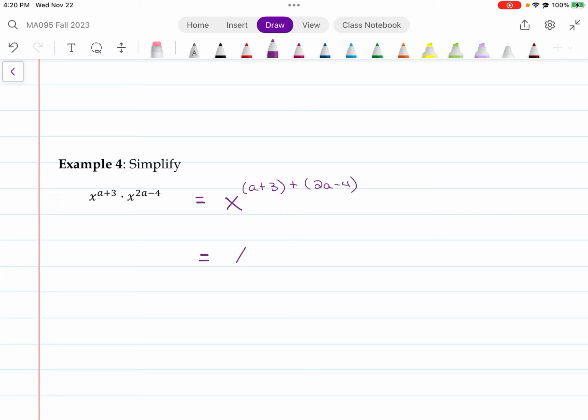All right, so we get x to the a plus 2a is 3a, and 3 minus 4 is minus 1. So you might want to put parentheses around that. In the computer, when you use computer math programs, you have to put the exponent in parentheses. So I would recommend doing that. All right, so that's your final answer.